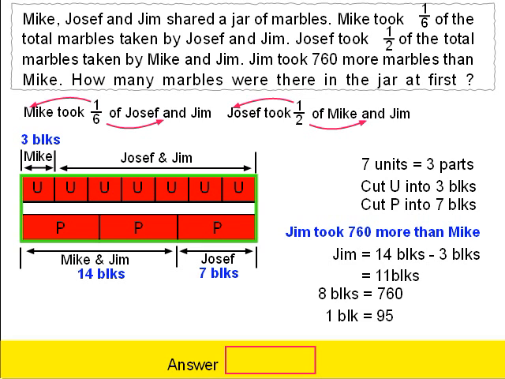Back to the question, how many marbles were there in the jar? Now, looking at the fact that the total number of blocks in the jar is 14 blocks plus 7 blocks, which is 21 blocks. So the total in the jar is 21 blocks, and each block is 95 marbles. Multiply by 21 blocks, work that out and you will get 1995. So the answer to the question is, there were 1995 marbles in the jar at first.